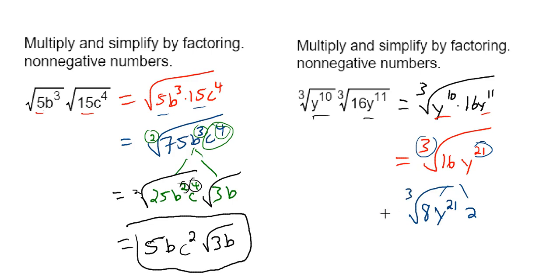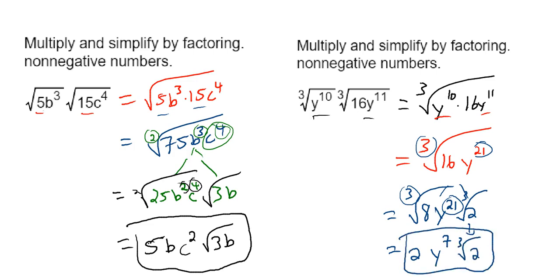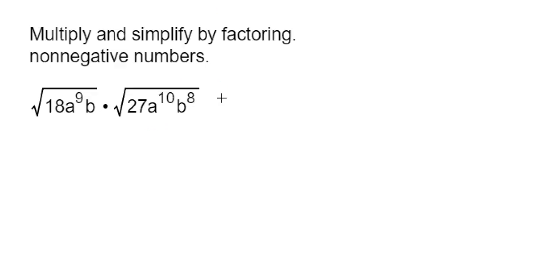So we apply the cube root to each pile separately. The cube root of 8 will be 2. The cube root of y to the 21st power will be y to the 7th power, because again, you'll divide. 21 divided by 3 gives me 7. And then this gets copied down. Cube root of 2 doesn't simplify, we just copy it down. All right, so that's how those problems work.